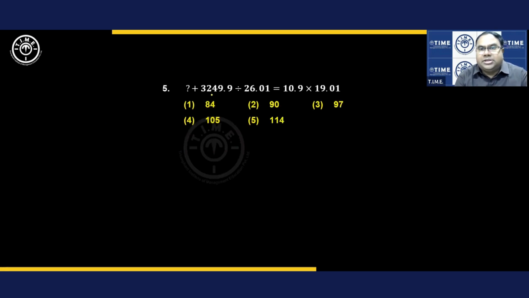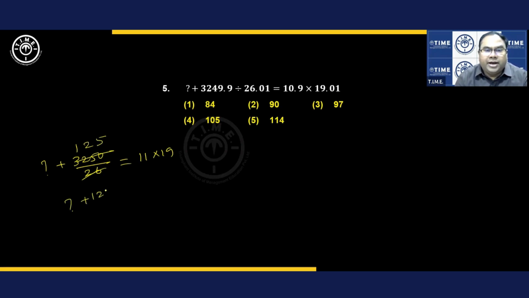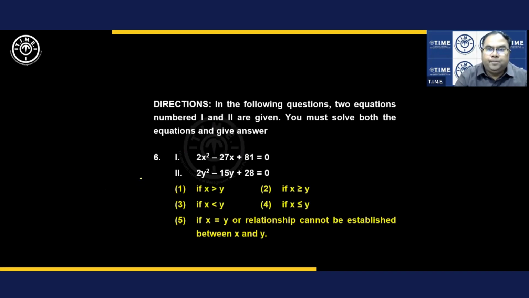Question mark plus 3249.9. So question mark plus 3250 divided by 26 is equal to 10.9. 11 into 19. Right? So 190 plus 19, it is 209. 26 1s are 26, 26 2s are 52, 26 5s are 130. So question mark plus 125 is equal to 209. So question mark is equal to 84. 84 is present in choice 1.